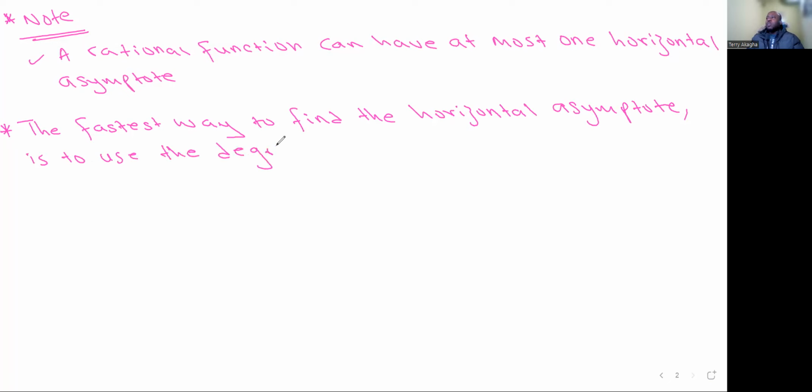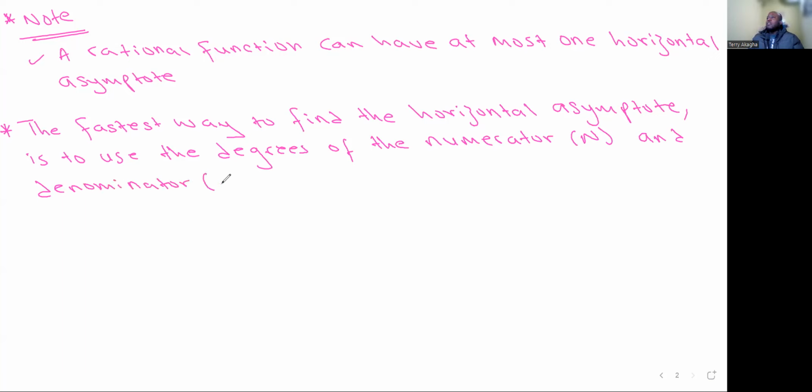So here, in order to use this method, you need to find the degree of the numerator and the degree of the denominator as well. I'm going to be writing the numerator as n, and the denominator as d, so that I will not keep on writing numerator and denominator. In order to do this, we have three rules.